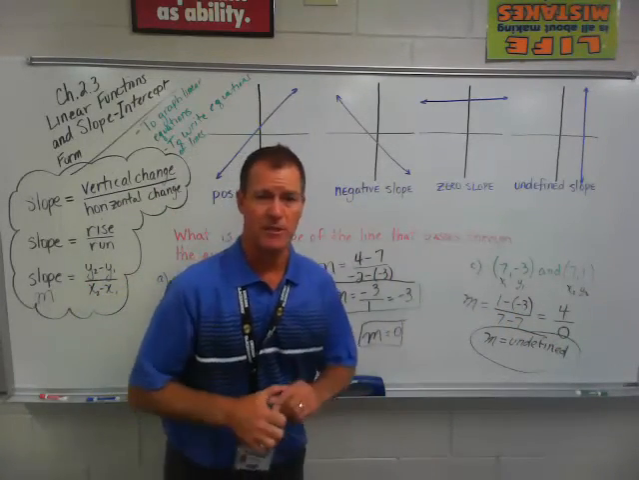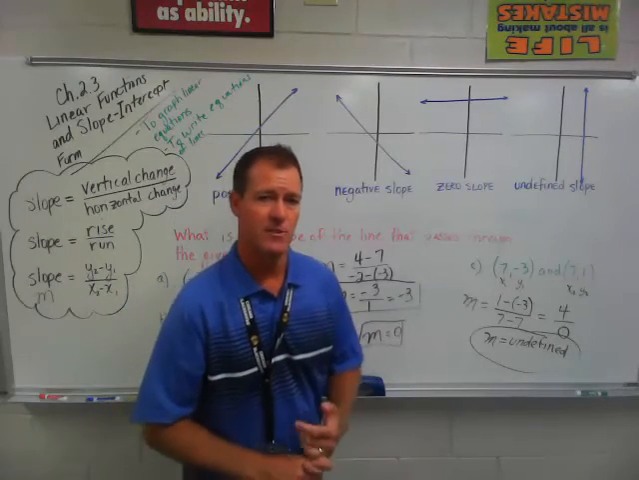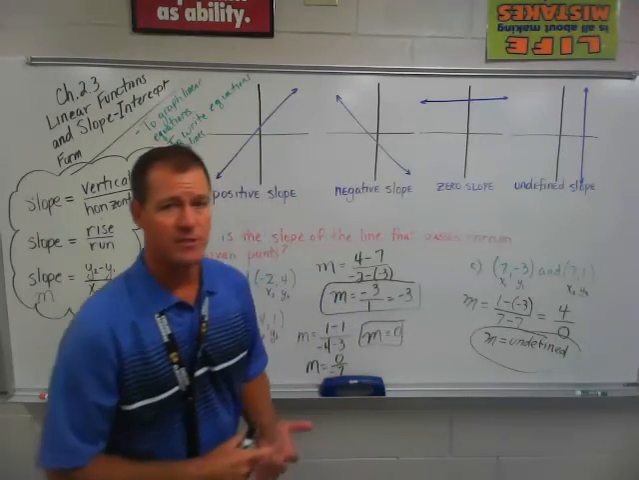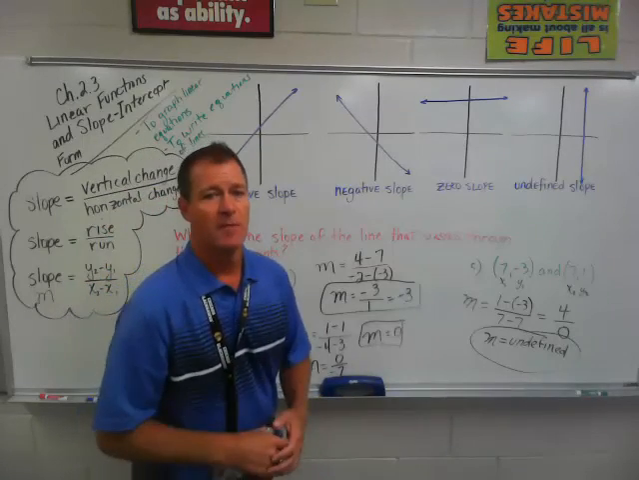So as you look at these, remember, denominator is 0, undefined. Numerator is 0, slope is 0. That will help you out.